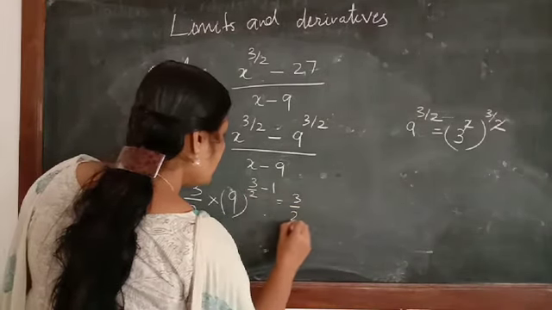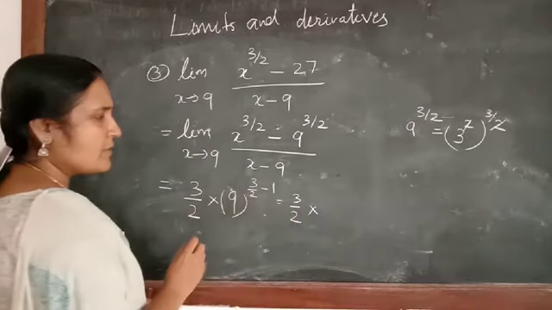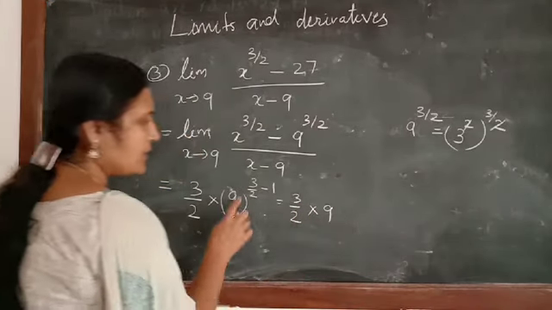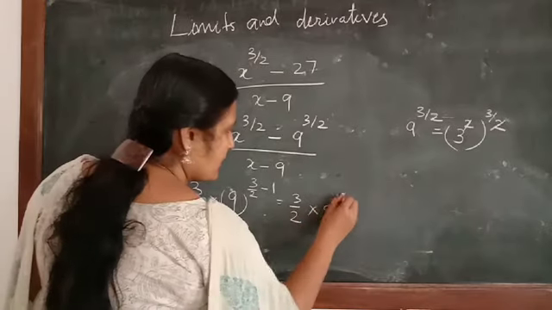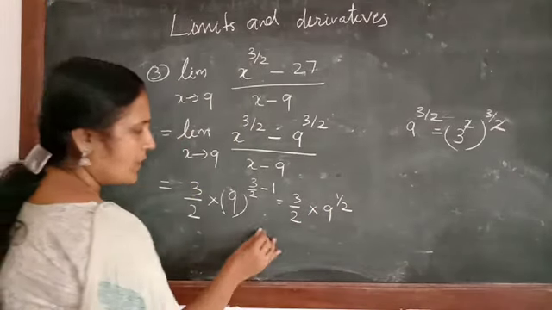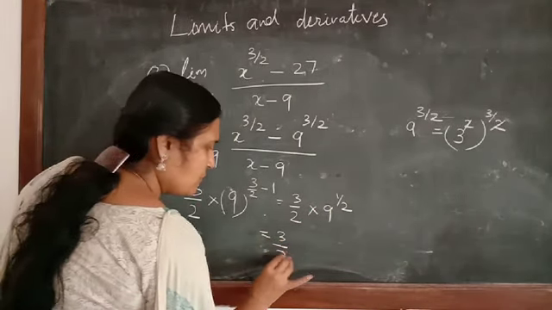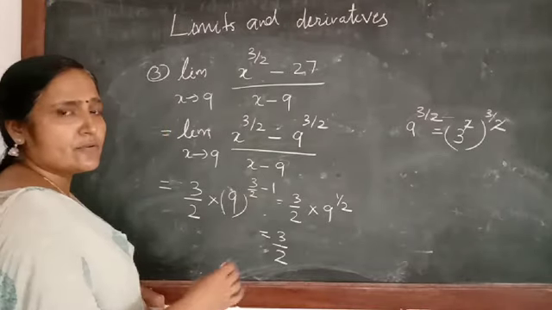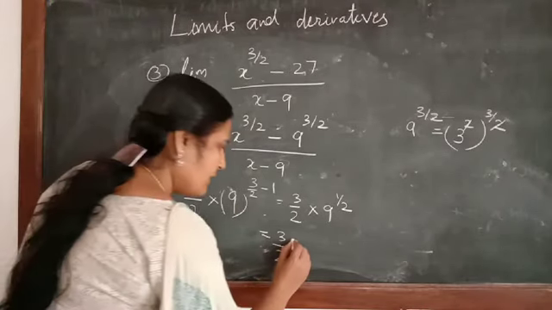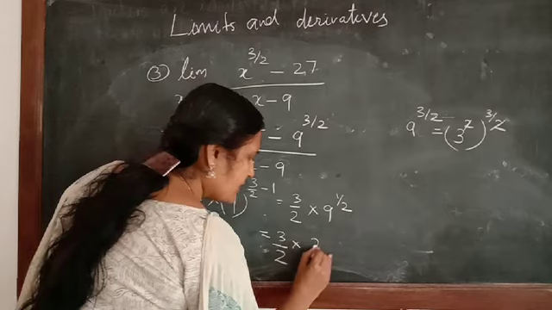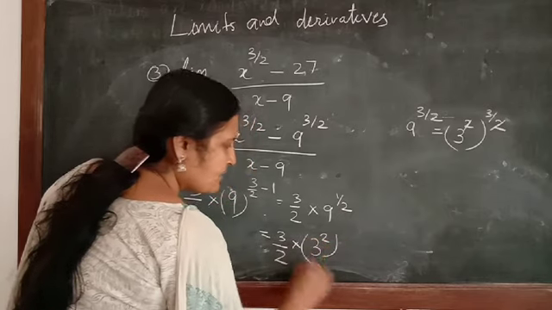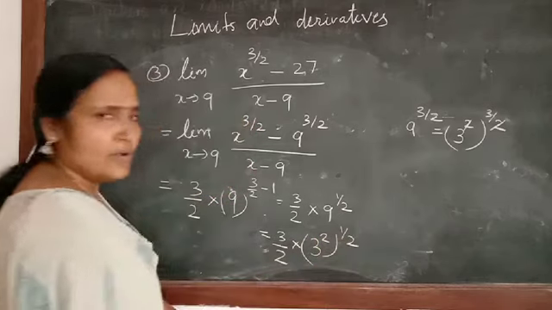Then it will be equal to 3 by 2 into... do the cross multiplication. Then it will be equal to 3 minus 2, 1. 9 raised to 1 by 2. Really its meaning is square root of 9. If you don't know that, how can we rewrite that 9? 9 can be written as 3 squared, raised to 1 by 2.